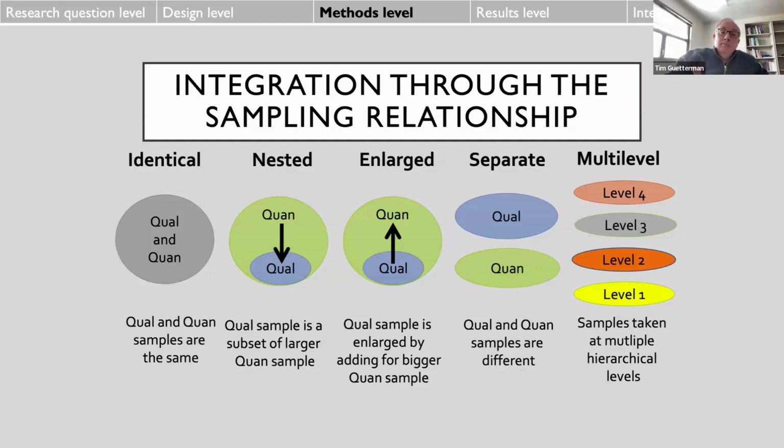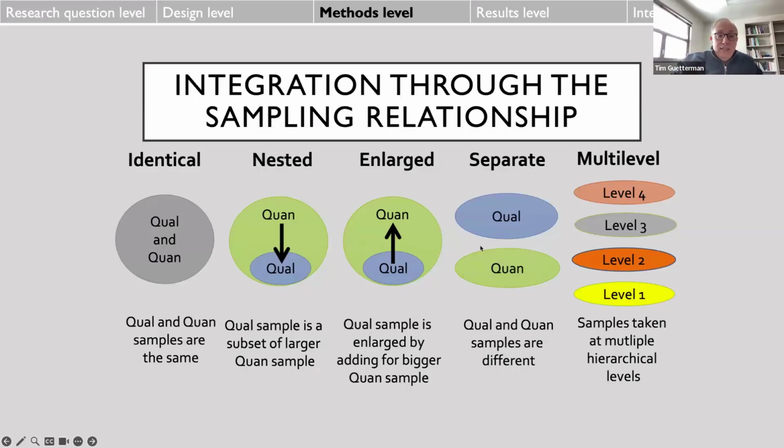But often it's just practically what's needed. And you should be transparent about those limitations and how you're guarding against those through that purpose of selection. An enlarged sample is just kind of the reverse. So you might, for example, start with a smaller qualitative sample, and then we're going to collect a larger quantitative sample to try to generalize or try to test those results with a larger sample.